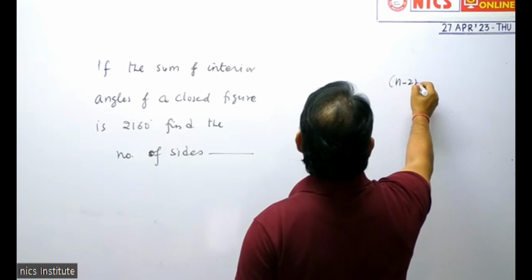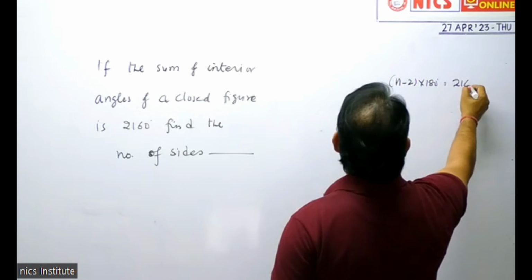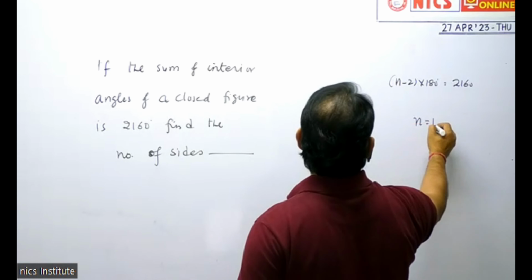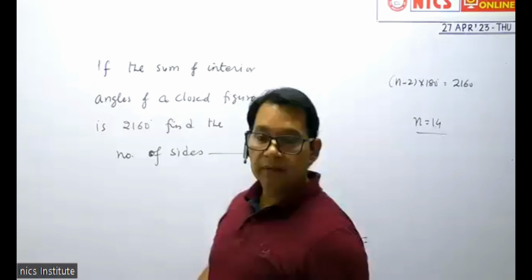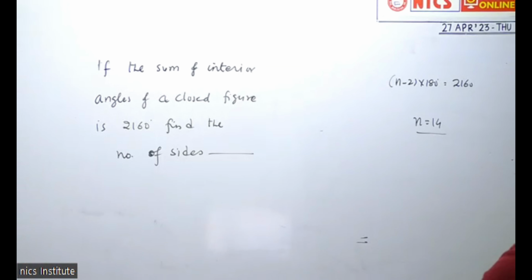(n minus 2) into 180 is given to you as 2160. Simplify and get the answer as n equal to 14. So if a polygon has n equal to 14 sides, what would you call it?